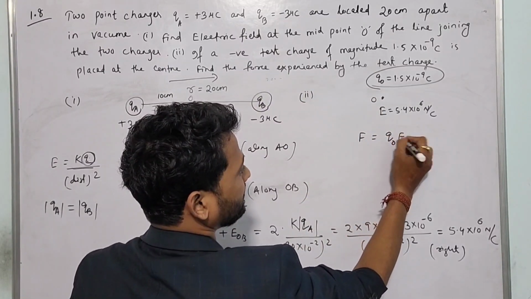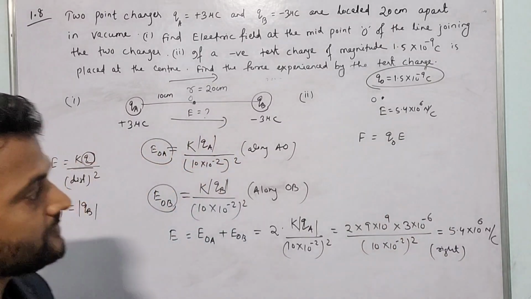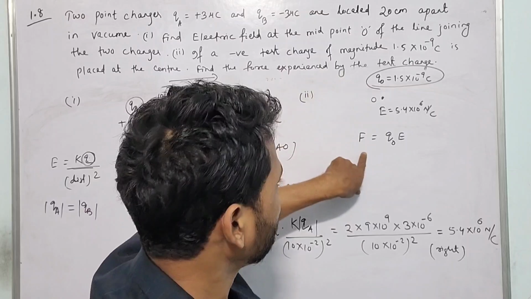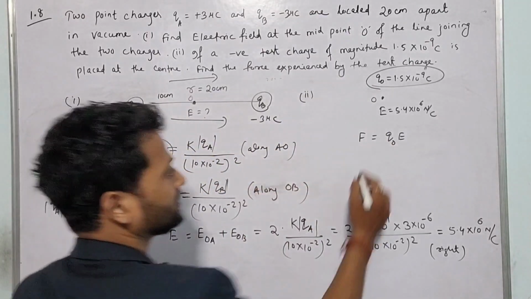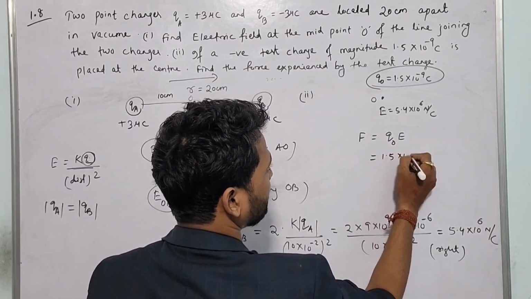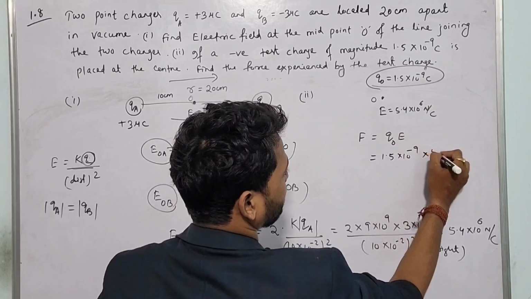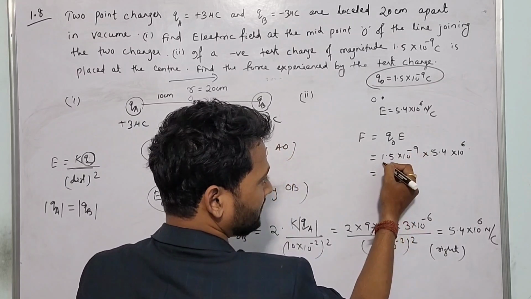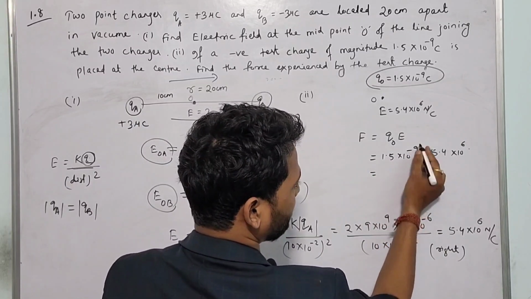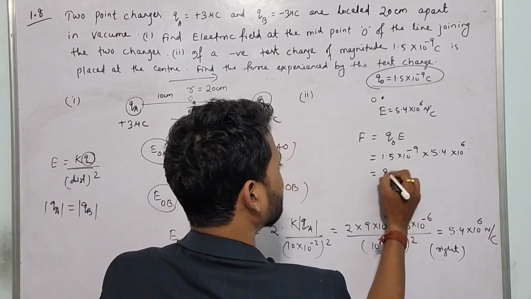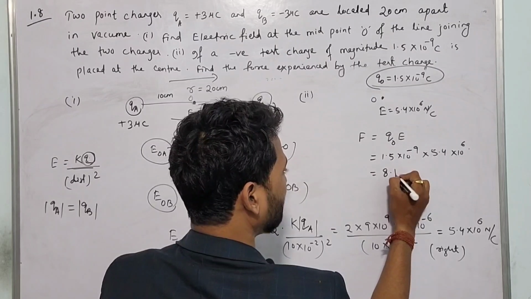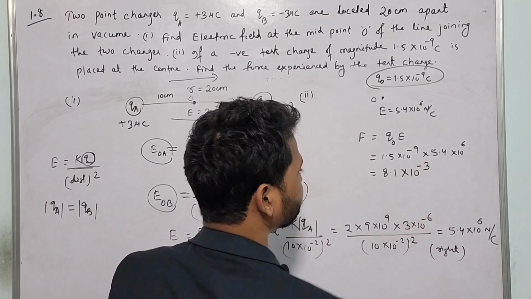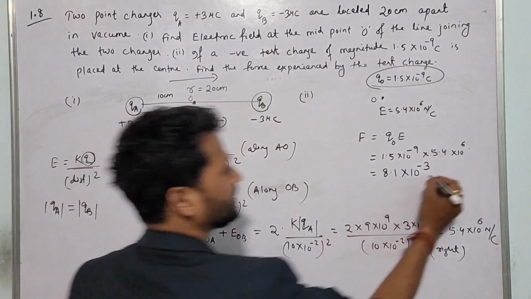That force is Q naught into E, that you know. If a test charge is placed inside an electric field, that test charge will experience a force. That force is Q naught into E. What is Q naught? 1.5 into 10 to the power minus 9. How much is the electric field? 5.4 into 10 to the power 6. If we solve it, 1.5 into 5.4, and 9 minus 6 gives minus 3. So it is coming, I think, 8.1 into 10 to the power minus 3 Newton. Is it clear?